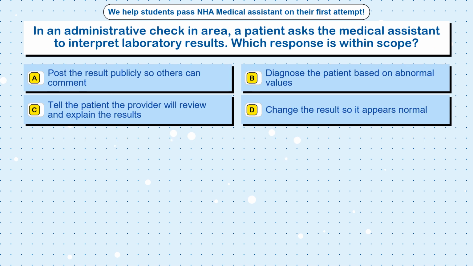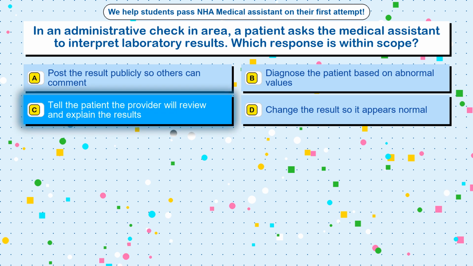Question 52. In an administrative check-in area, a patient asks the medical assistant to interpret laboratory results. Which response is within scope? Option A. Post the result publicly so others can comment. Option B. Diagnose the patient based on abnormal values. Option C. Tell the patient the provider will review and explain the results. Option D. Change the results so it appears normal.